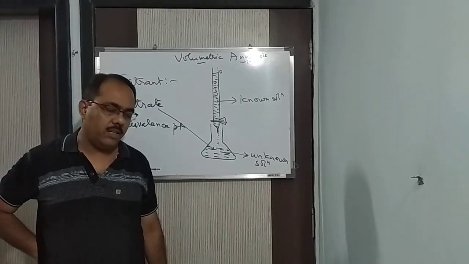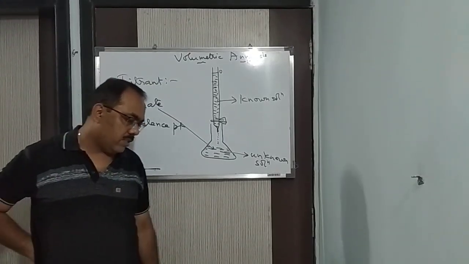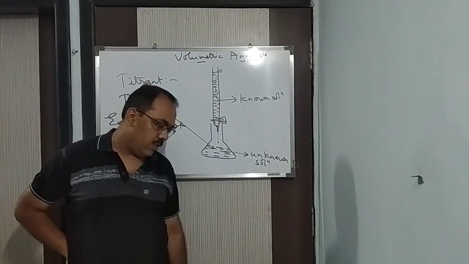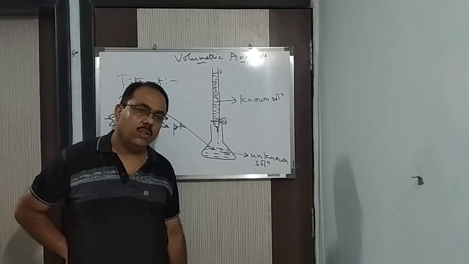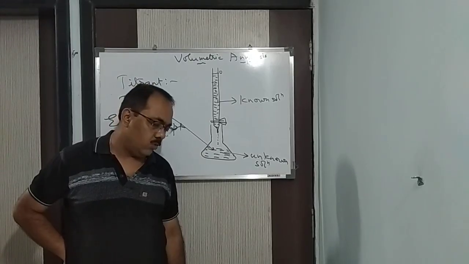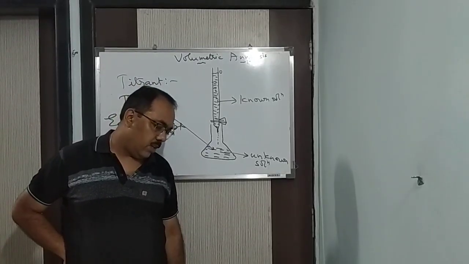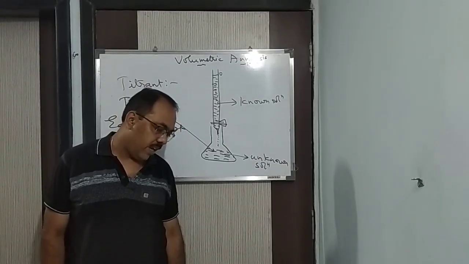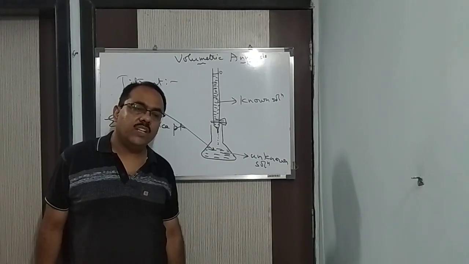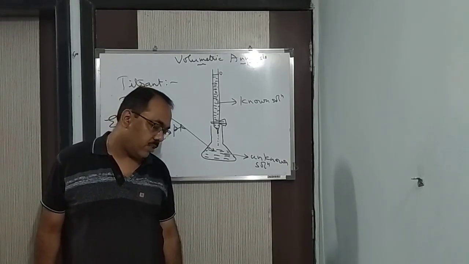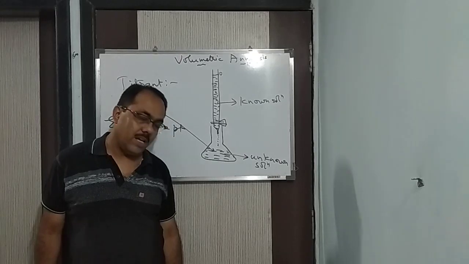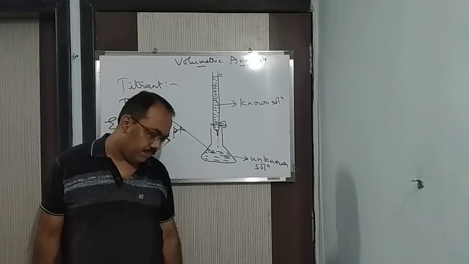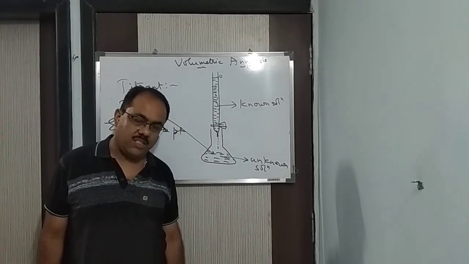Last one, indicator. Let's write the definition. Indicator: it is an auxiliary substance used for the detection of the completion of the titration. That is, a substance that detects the end point of the titration is termed an indicator.